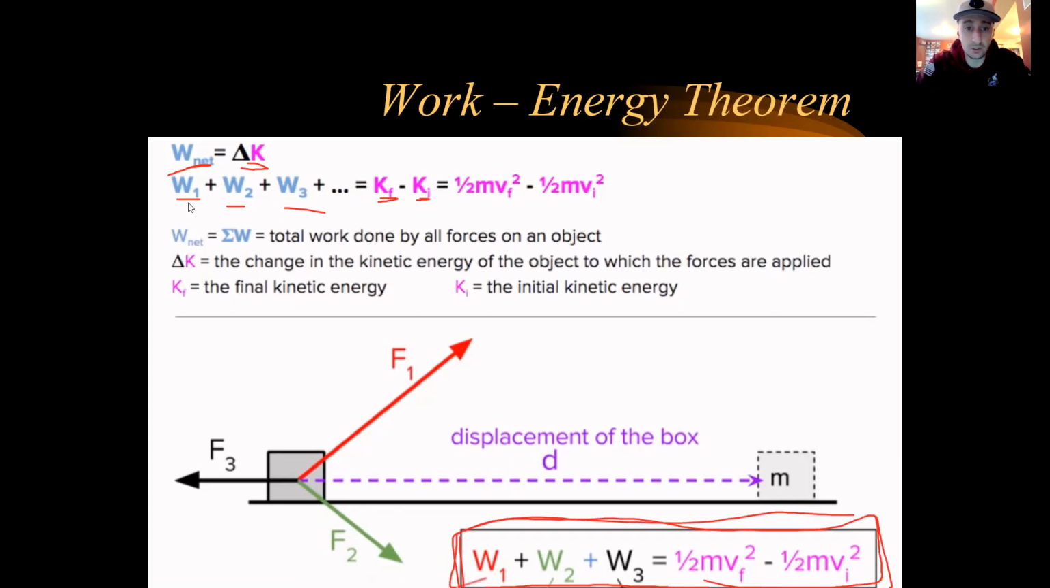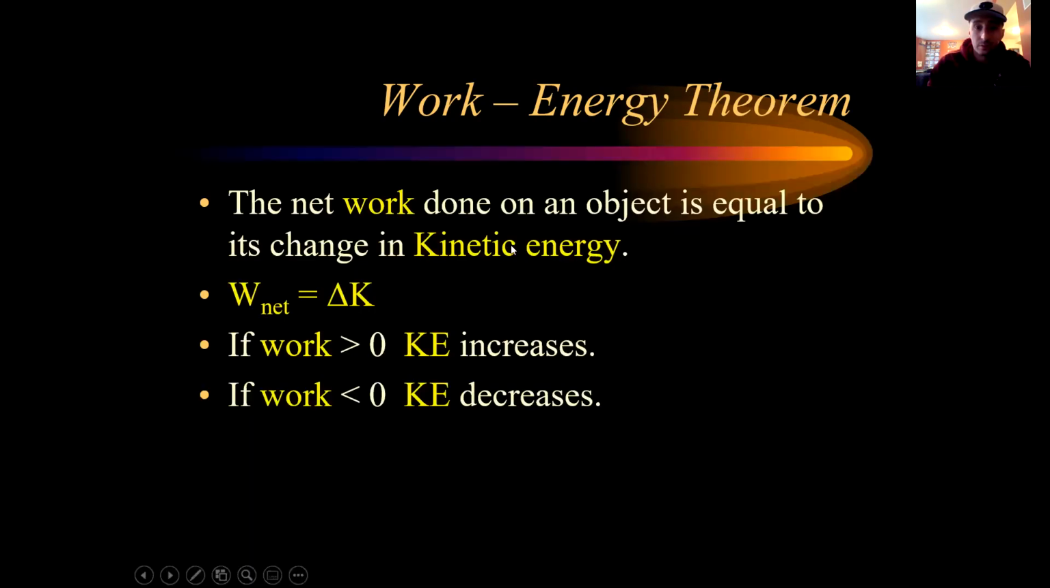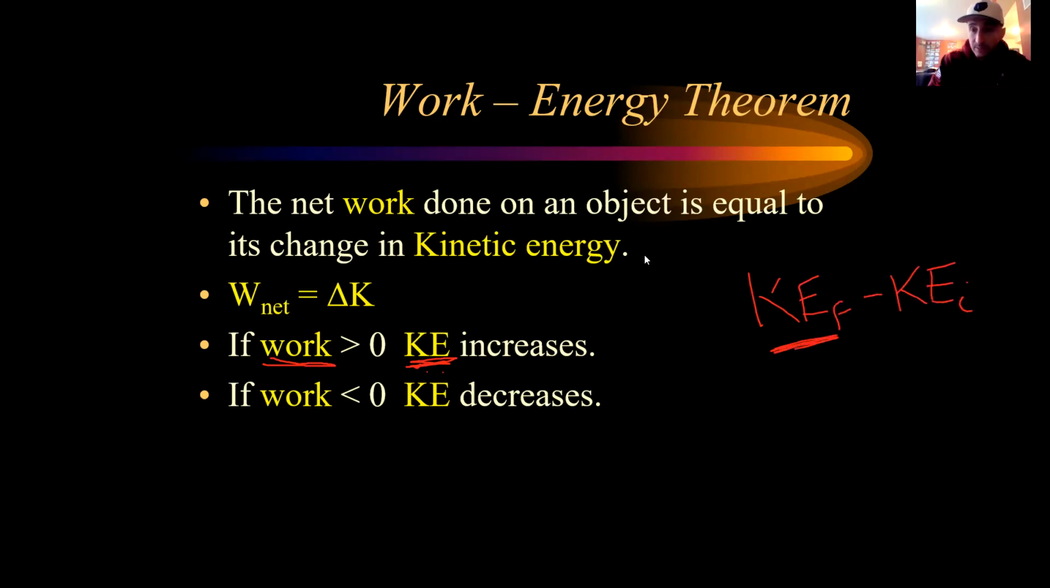The work energy theorem states that the net work done is going to be equal to the change in kinetic energy. Now this should make sense. This is kind of common sense. If your work is positive, that means kinetic energy is going to increase, because it's kinetic energy final minus kinetic energy initial. So to get a positive number, the final has to be bigger, so it increased.